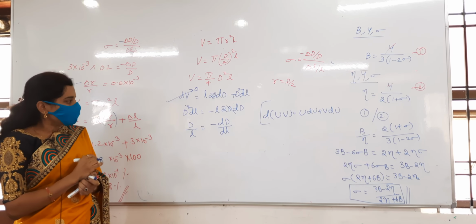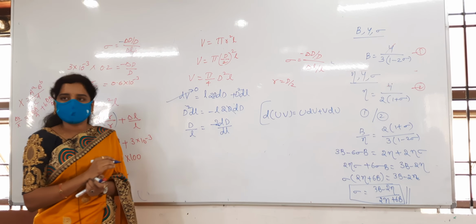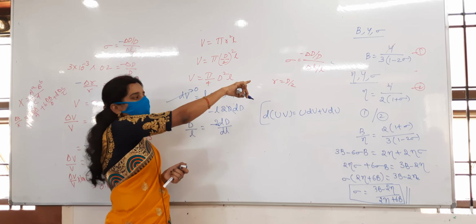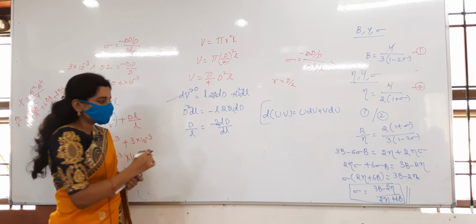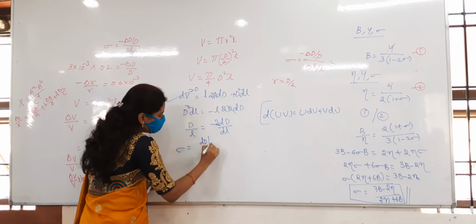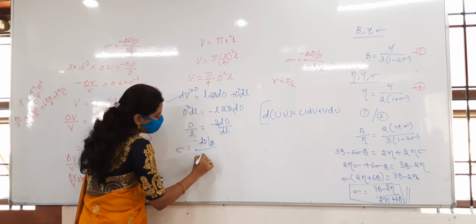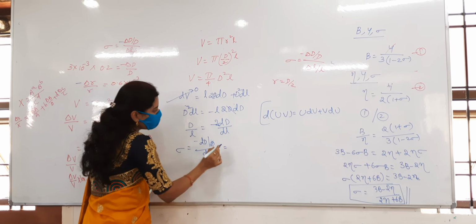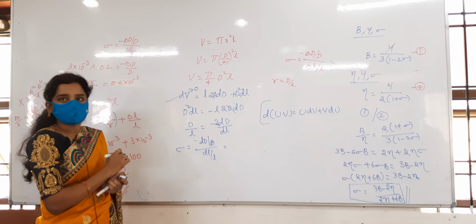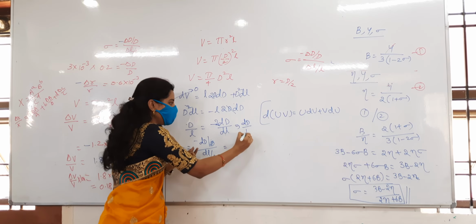Correct? Then 2 is also remaining, right? Where is 2? Here it is 2. Then what is our Poisson's ratio formula? dd by d divided by dl by l. So the Poisson's ratio is minus dd by d divided by dl by L. What is dd by d? Nothing but, from this, dd by d is equal to what?